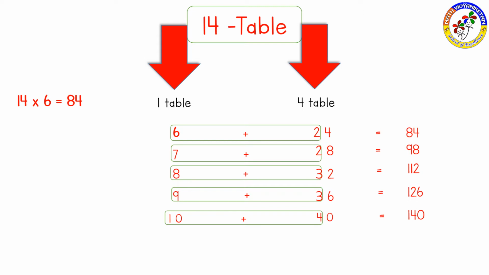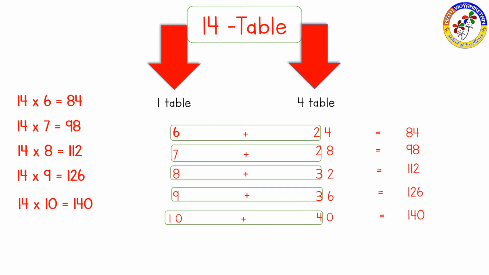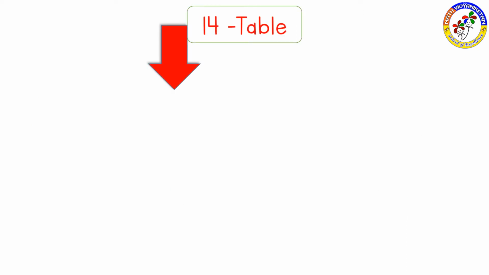Here is the 14th table from 6th step. 14 6 are 84. 14 7 are 98. 14 8 are 112. 14 9 are 126. 14 10 are 140. Now from 11th step, let us see.